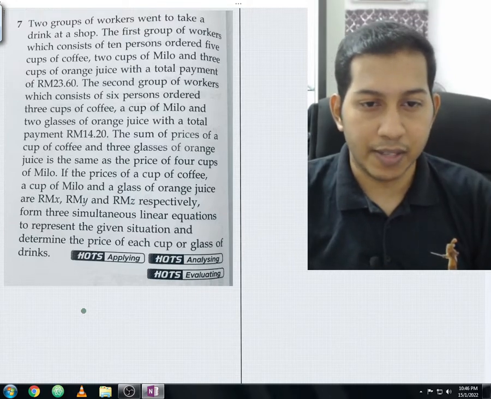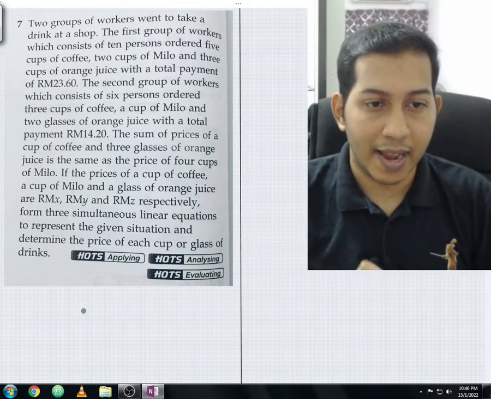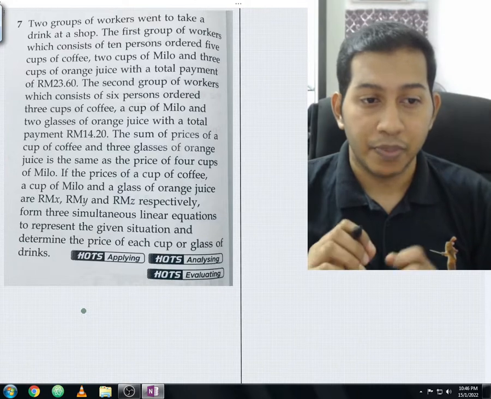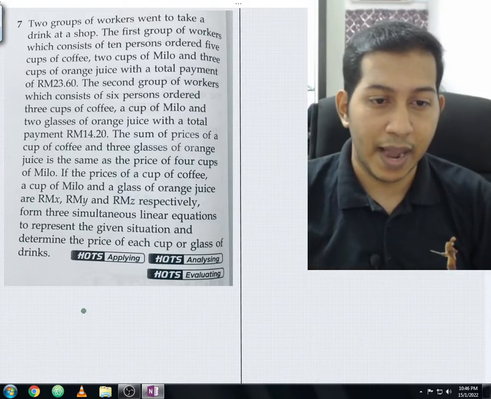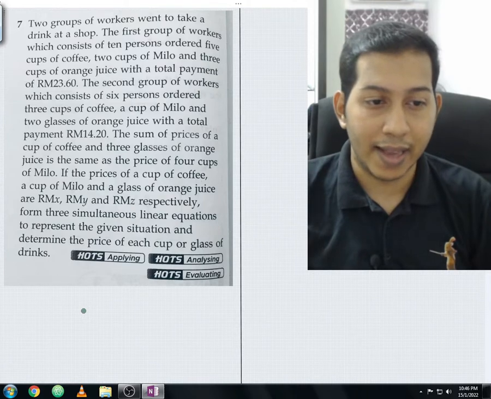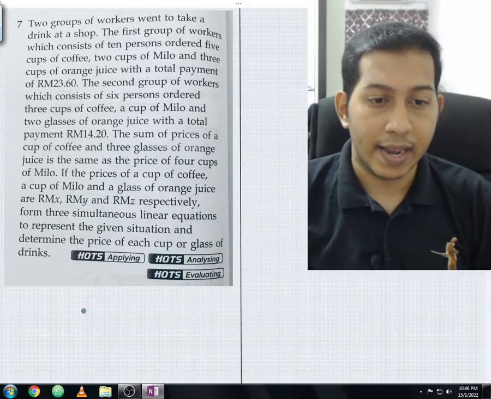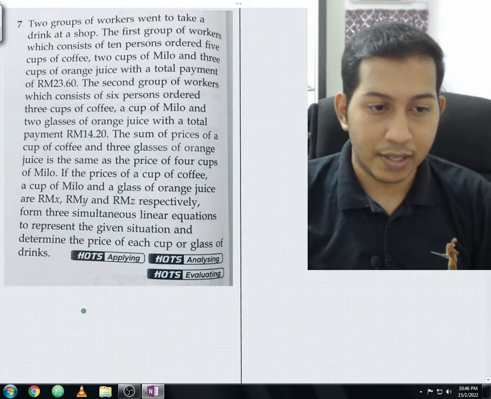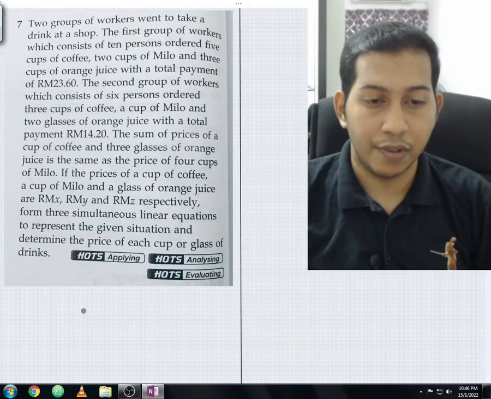The sum of prices of a cup of coffee and 3 glasses of orange juice is the same as the price of 4 cups of Milo. If the price of a cup of coffee, a cup of Milo and a glass of orange juice are X ringgit, Y ringgit and Z ringgit respectively, form 3 simultaneous linear equations to represent the given situation and determine the price of each cup or glass of drinks.